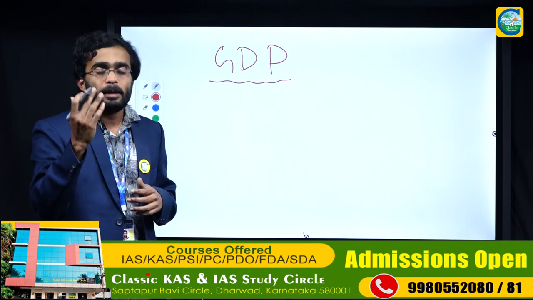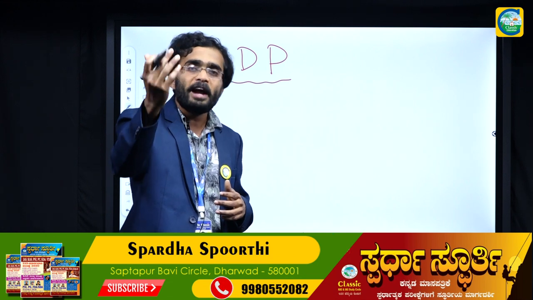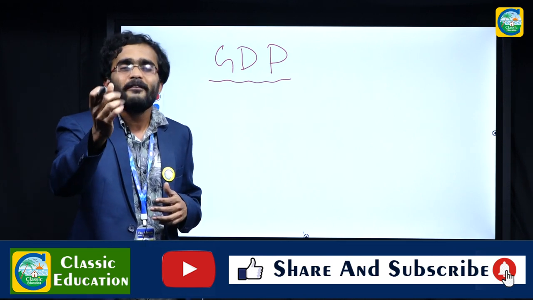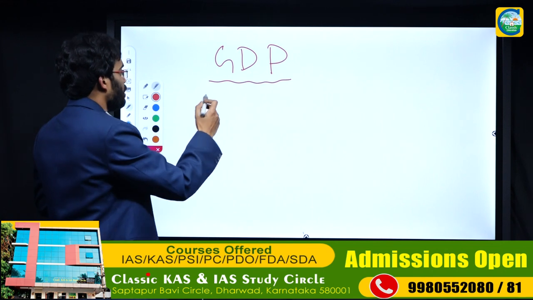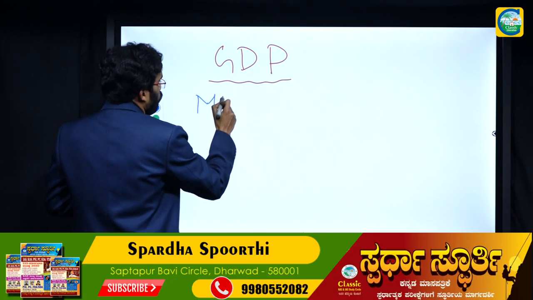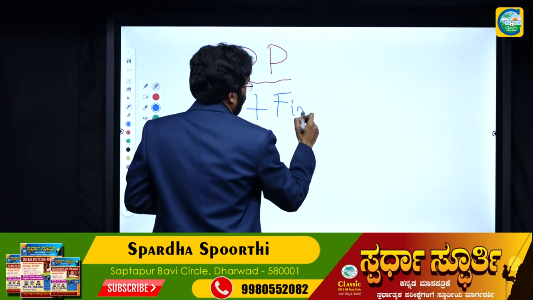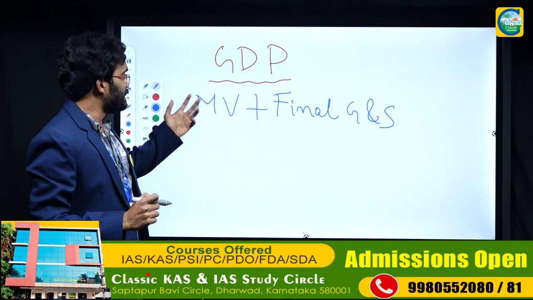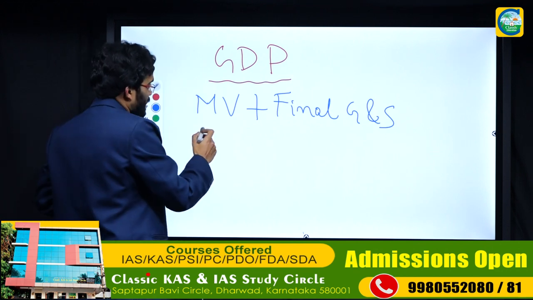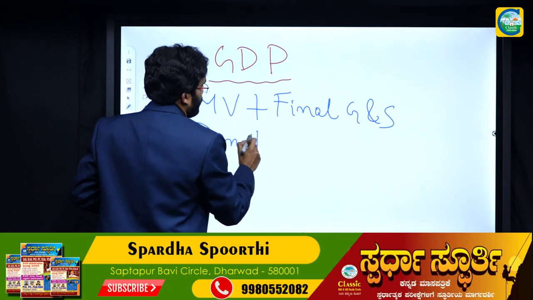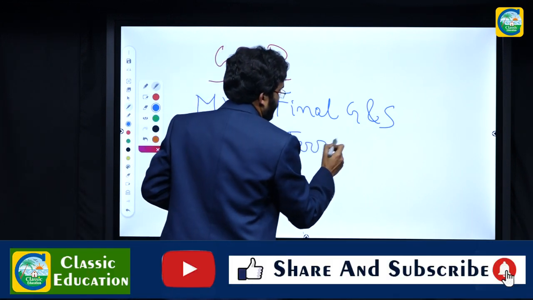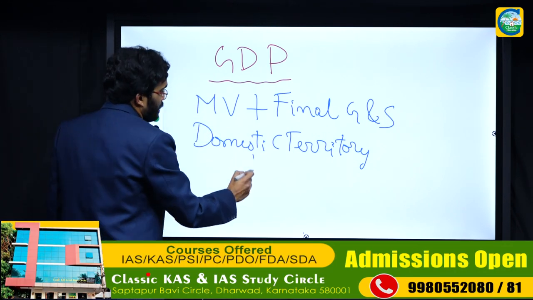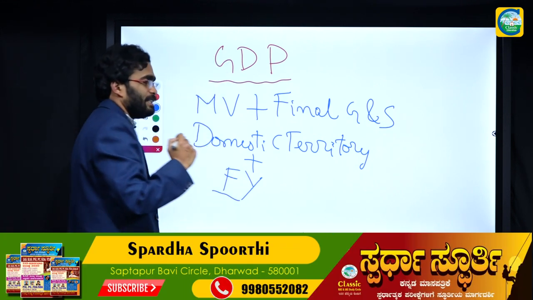GDP is nothing but the money value of final goods and services produced within the domestic territory of a country during a financial year. Let us write down these keywords. GDP, gross domestic product, is the money value of final goods and services produced where? In the domestic territory of a country during a financial year. This was the definition of GDP.